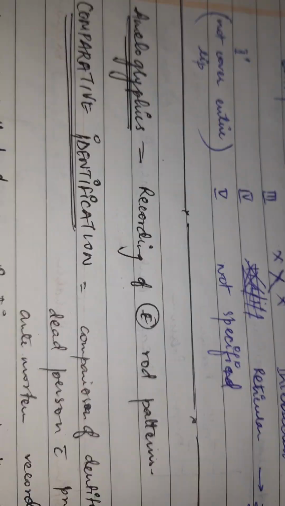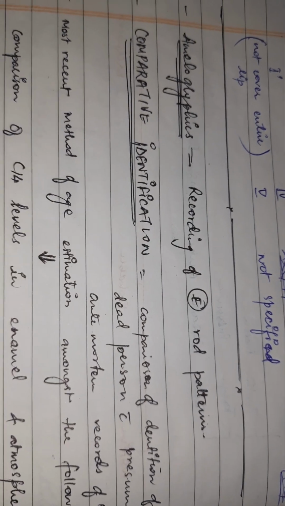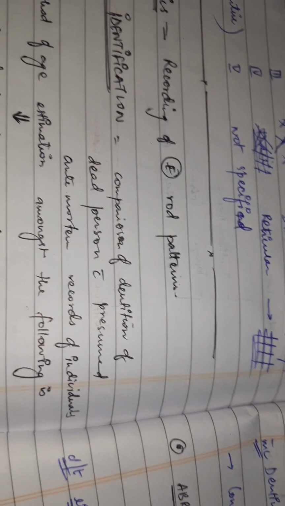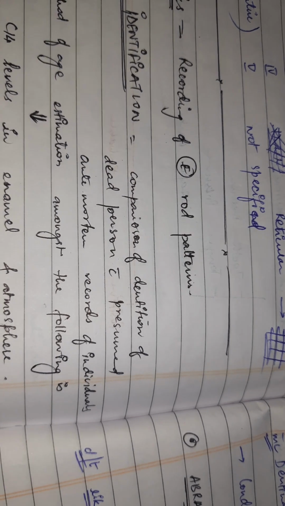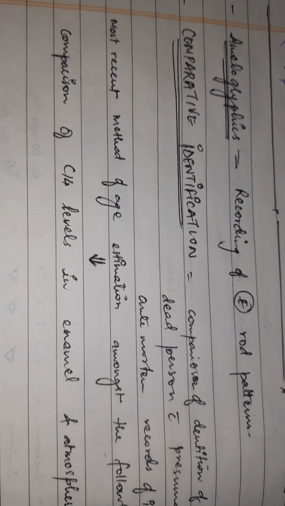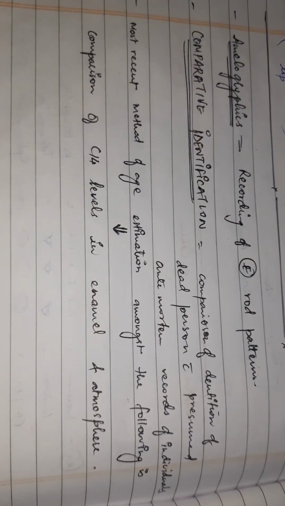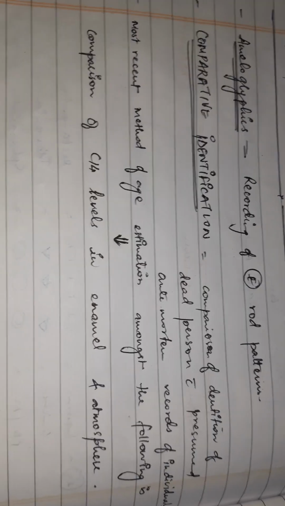Ameloglyphics is a recording of enamel rod patterns. Comparative identification is comparison of the dentition of a dead person with presumed antemortem records of individuals. The most recent method of age estimation among the following is a comparison of C14 levels in enamel and atmosphere.